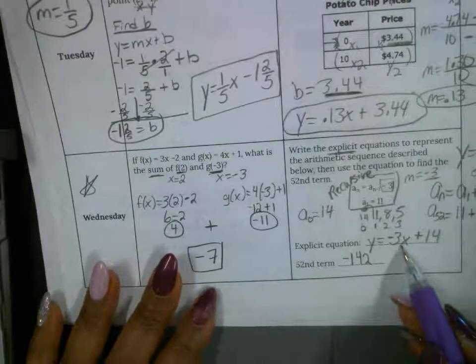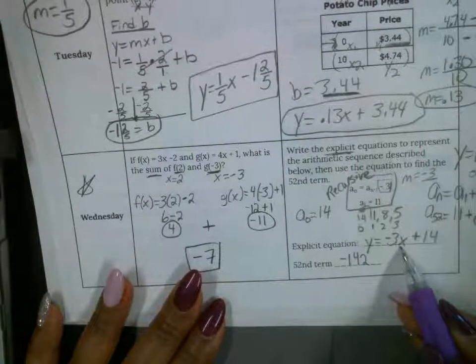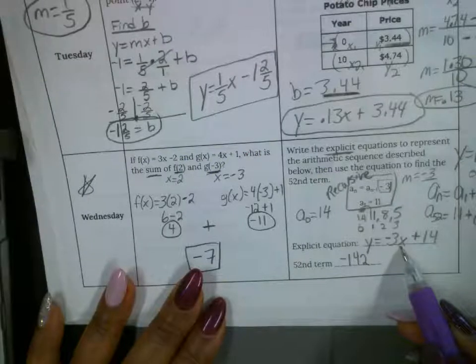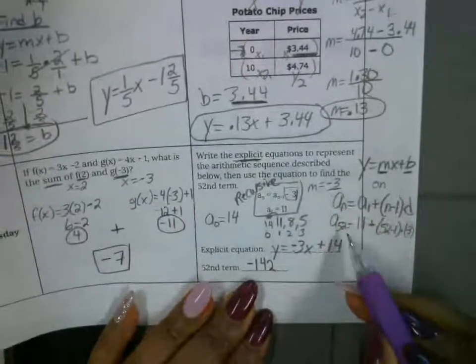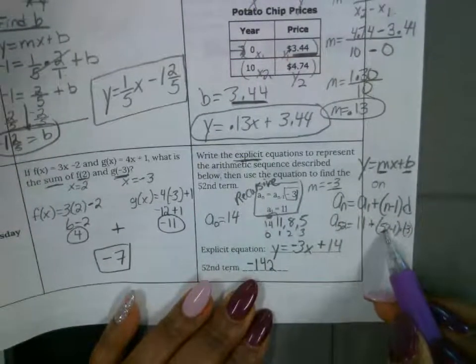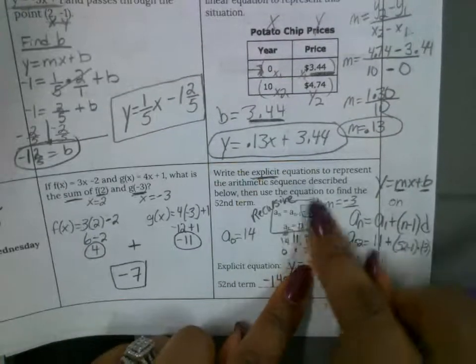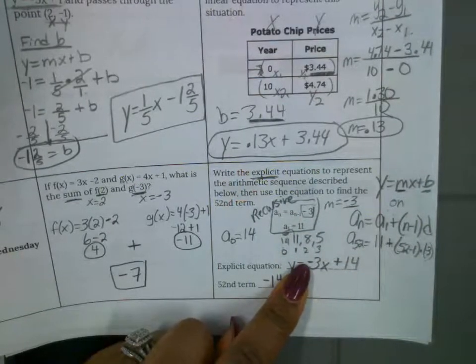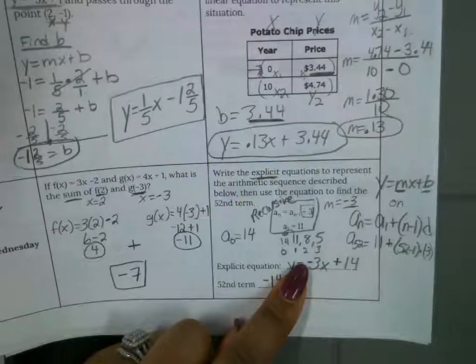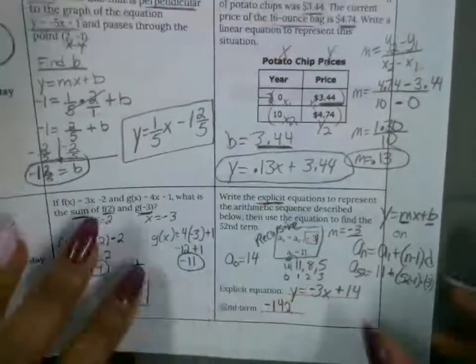This equation right here is explicit because if I'm looking for the 52nd number, I can just plug in 52 right here and get my answer. I could have used this equation as explicit too, because all I had to do was plug in 52 and d and get my answer. These are explicit. When you see something that looks like this and you have to keep doing the same thing over and over again to get your answer, that's recursive. Any questions?